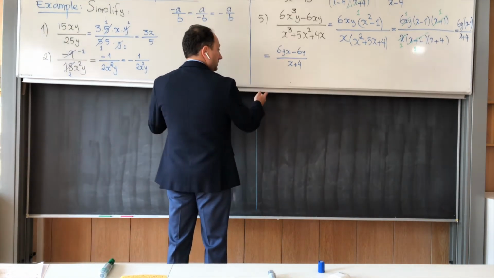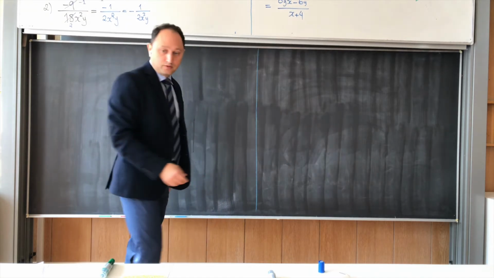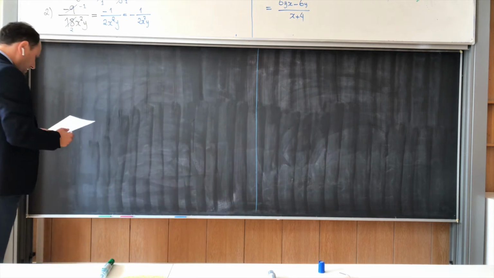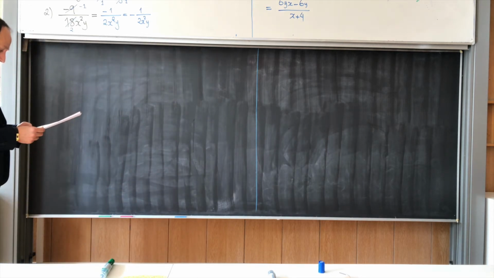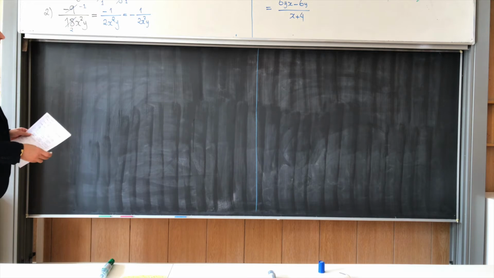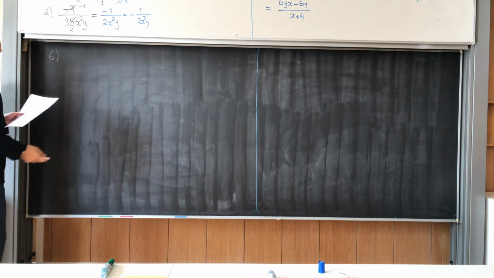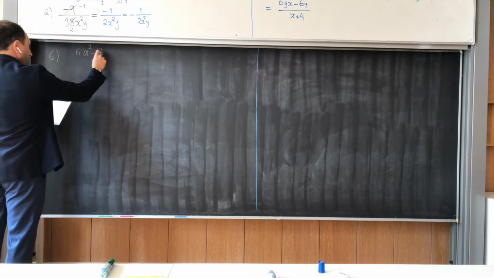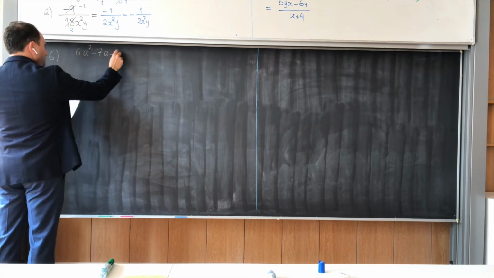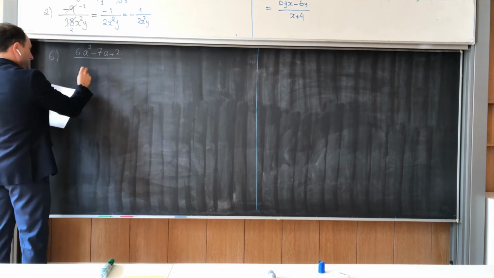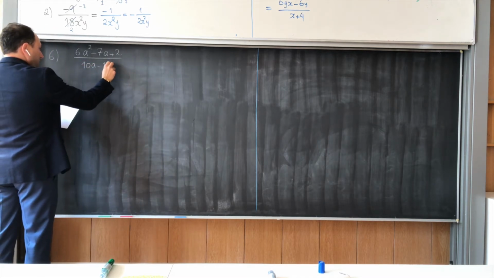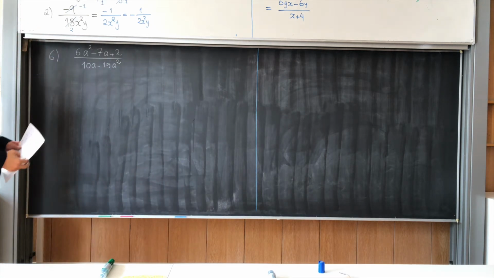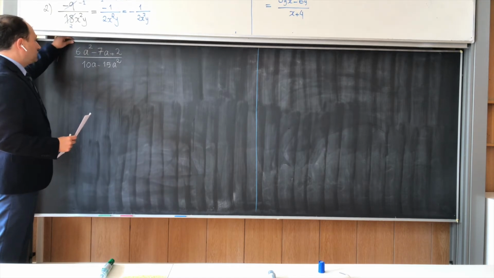So let me write here on the board so that I don't need to erase so much. So we go to number 6. Yes? So let me write here. So number 6, I am supposed to simplify this expression, 6a squared minus 7a plus 2 divided by 10a minus 15a squared. Okay, so I want to simplify this. Again, I need to factorize the expressions.